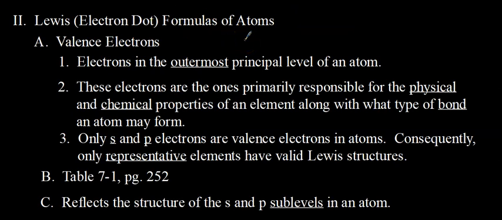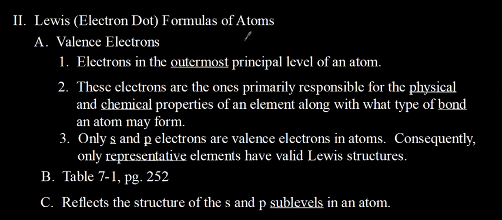All right, switching up to Lewis or electron dot formulas of atoms. A little review of valence electrons. Remember, these are the electrons in the outermost principal level, or highest principal level, of an atom. These electrons are the important ones. These are the only important electrons in an atom. These are the ones that are responsible for the physical and chemical properties of an element, along with what type of bond an atom may form.